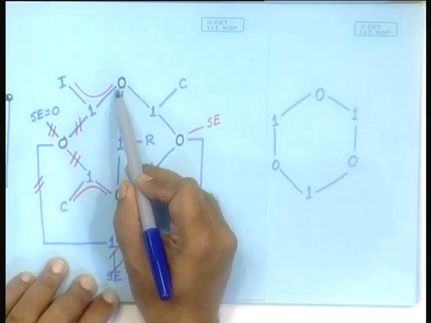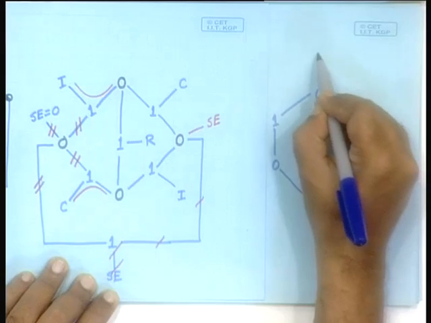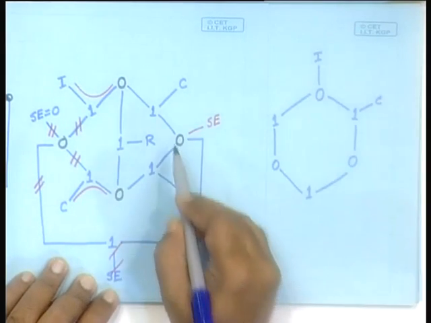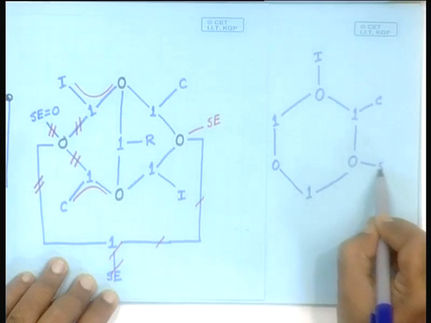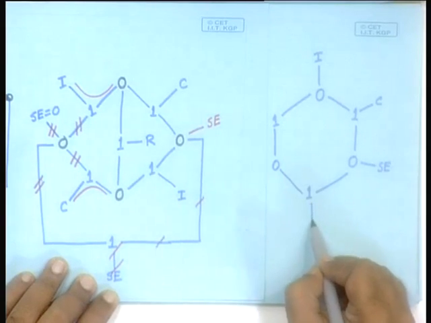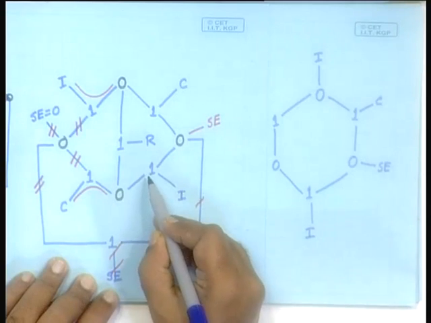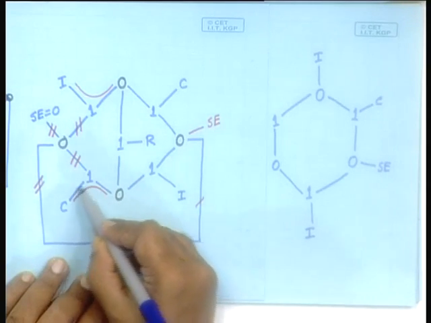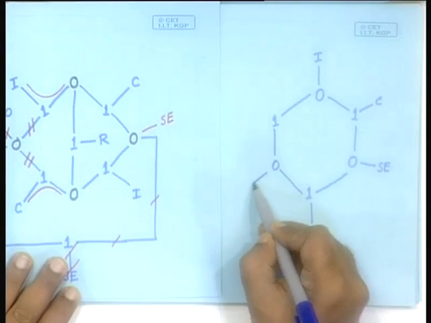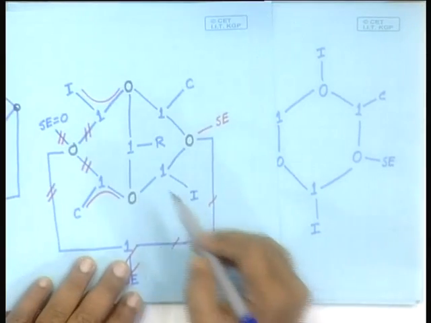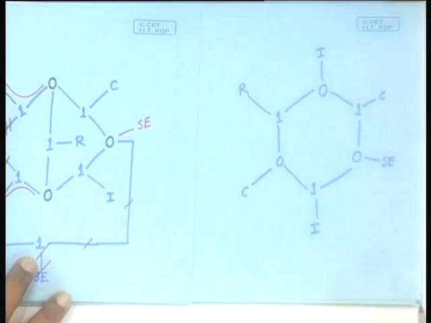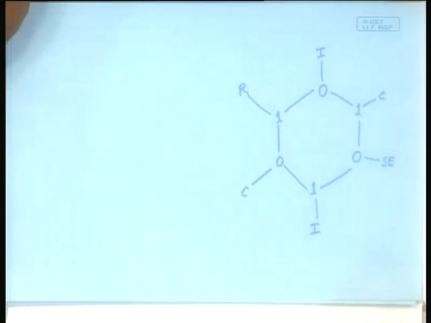With this 0, what is connected? The I. With this 1, what is connected? C. With this 0, what is connected? SE. With this 1, what is connected? I. With this 0, what is connected? C. So, I will remove it because then I will not be able to draw C. And with this 1, what is connected? R. Okay. A pretty handsome arrangement.